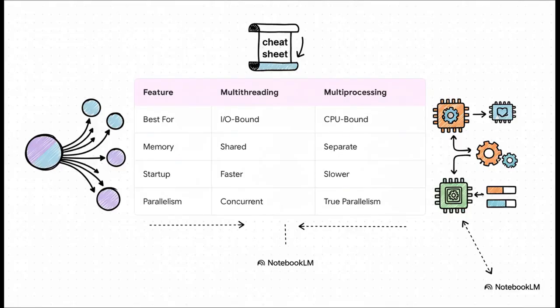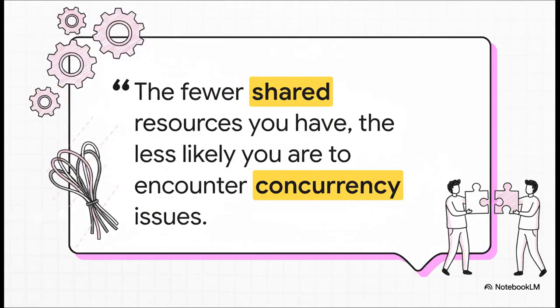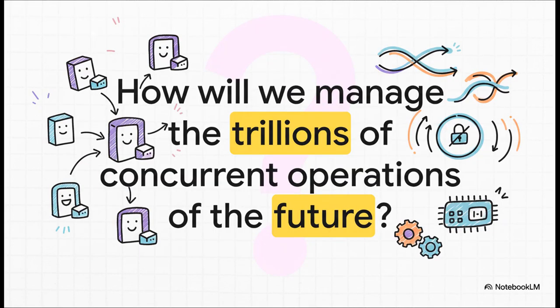So here's the cheat sheet. For tasks that do a lot of waiting, use threads. For heavy lifting, use processes. And really, the golden rule is this: the less stuff your code has to share, the fewer headaches you're going to have. So what's next?